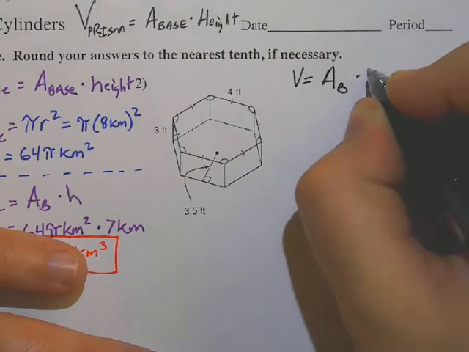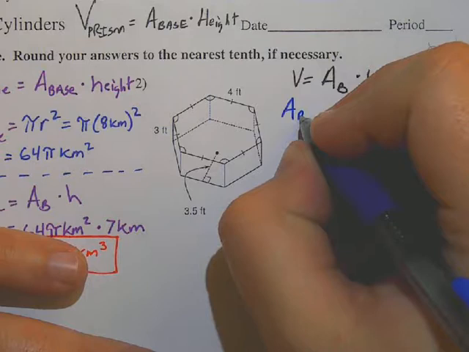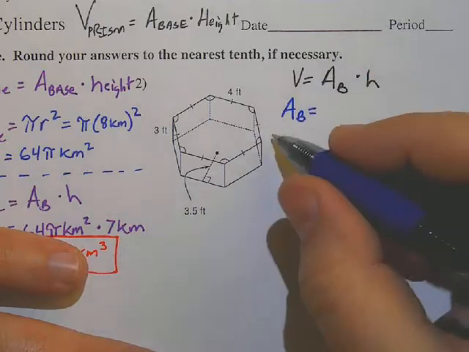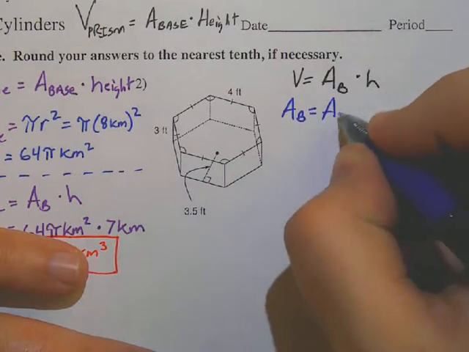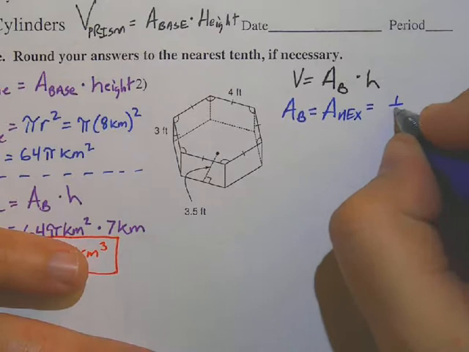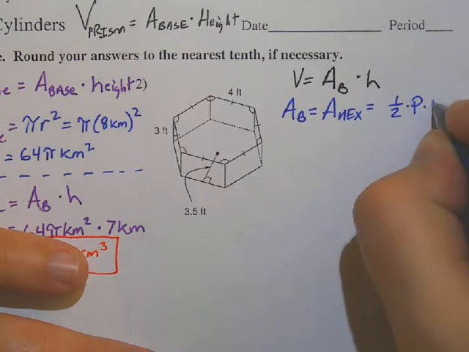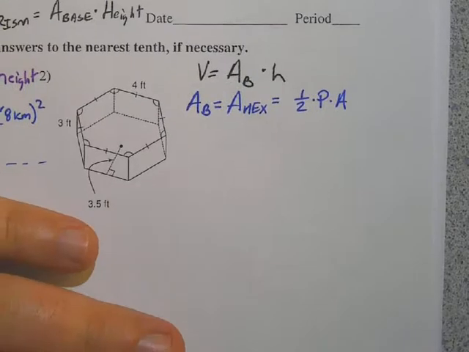So we said that volume is equal to the area of the base times the height. So first thing we need to try to find is the area of the base. Well, the area of the base, this is a hexagon. So we have to go back to what is the area of a hexagon? That was 1/2 times perimeter times apothem.